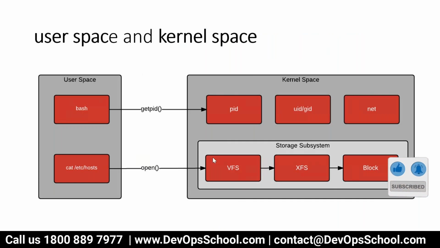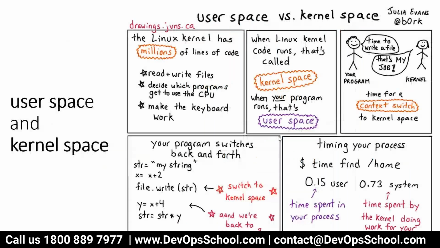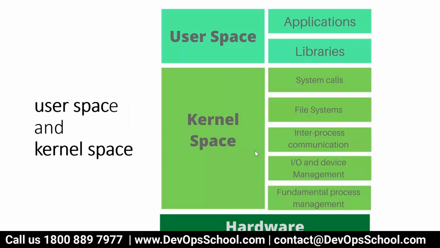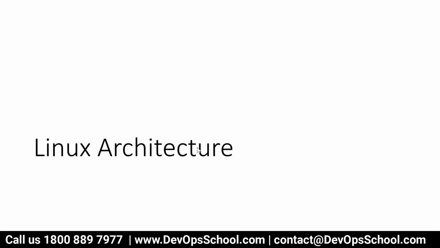Here, look at this. This is another picture: hardware, then kernel space, and then user space. Again, we discussed this. In kernel space you have all the code: system calls, file system, inter process communication, input output device management, and so on, and applications are in user space. This is a very deep dive image which has most of the methods being used. You don't need to know it right now because you are not a Linux kernel programmer.